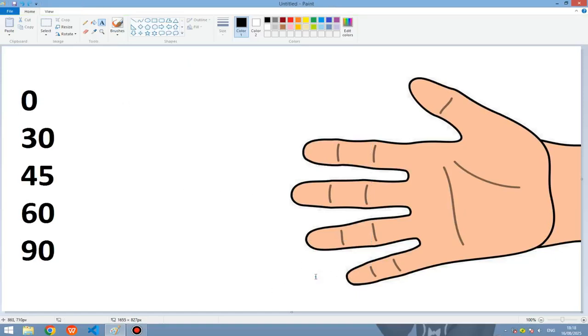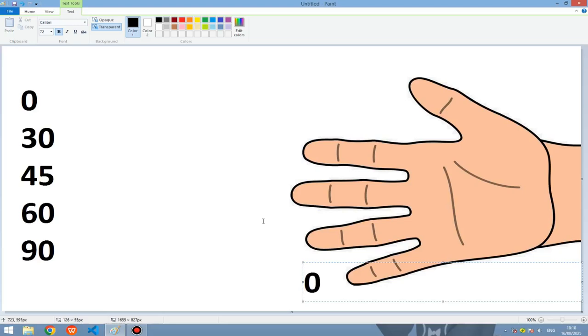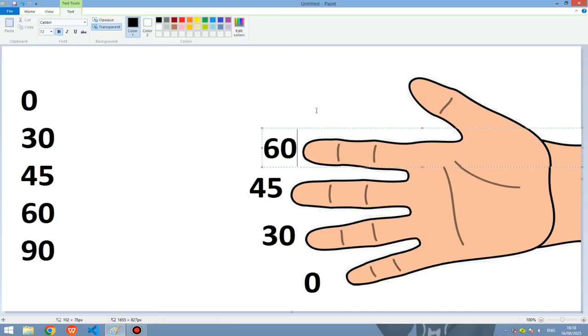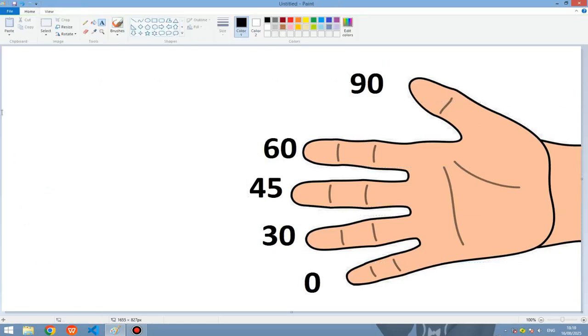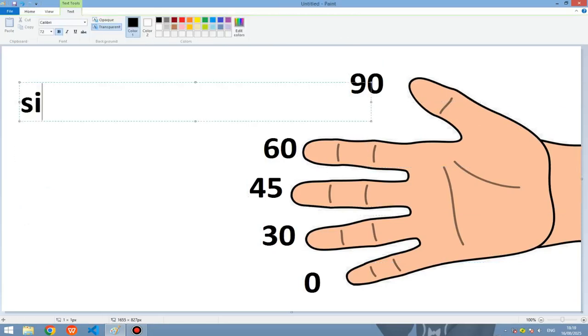So you have 0, 30, 45, 60 and 90. Now our trig functions include sine, cos and tan.